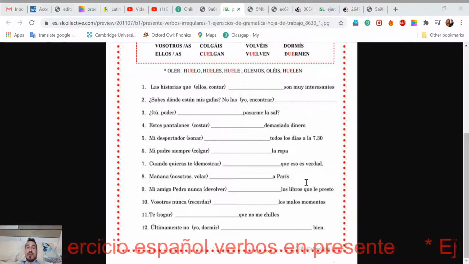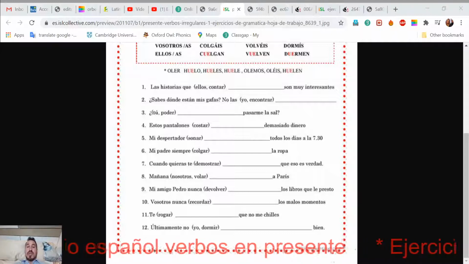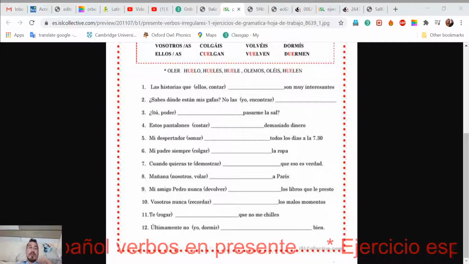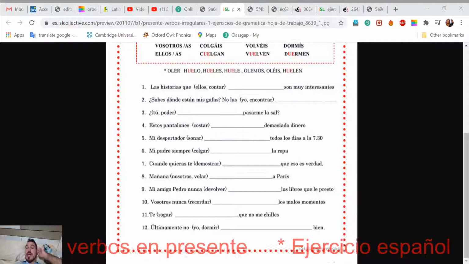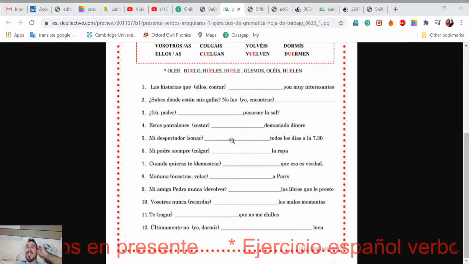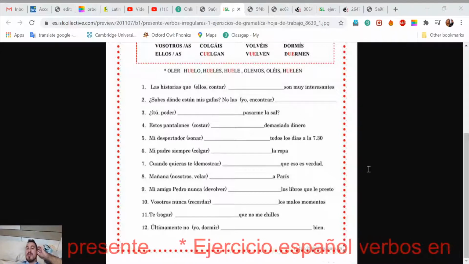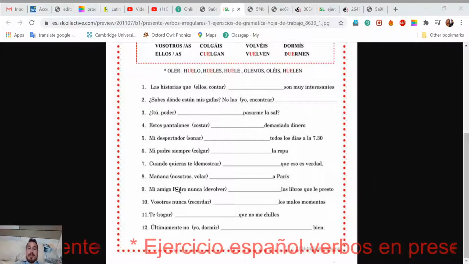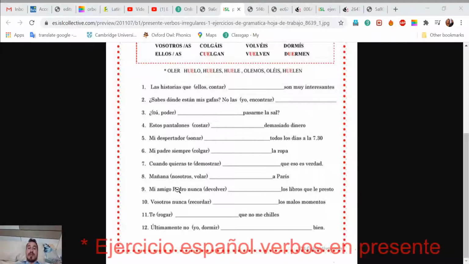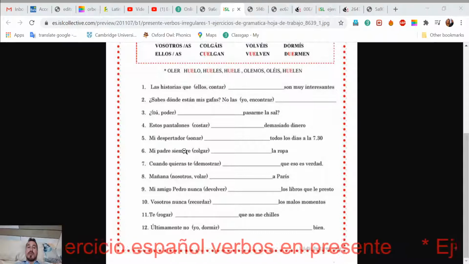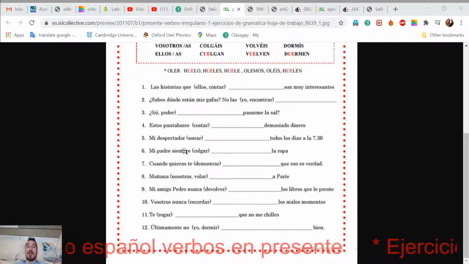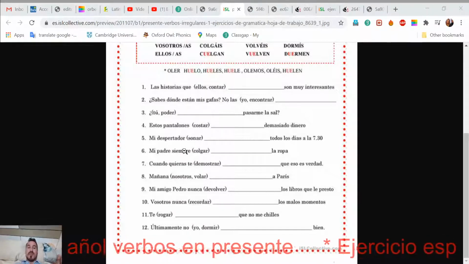And yes, sonar literally means to sound. So this is how we say it. My waker sounds. So notice this despertador comes from the verb despertar. So despertador is the thing that wakes you up, okay? The waker up, so to say.